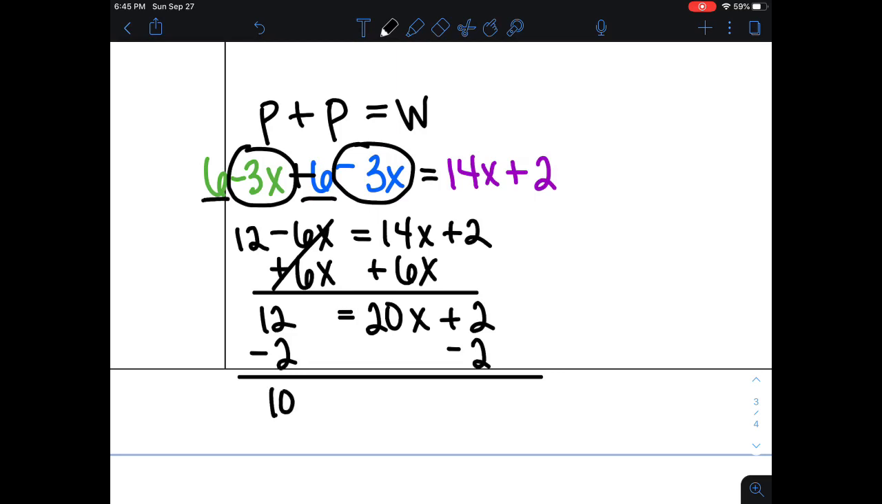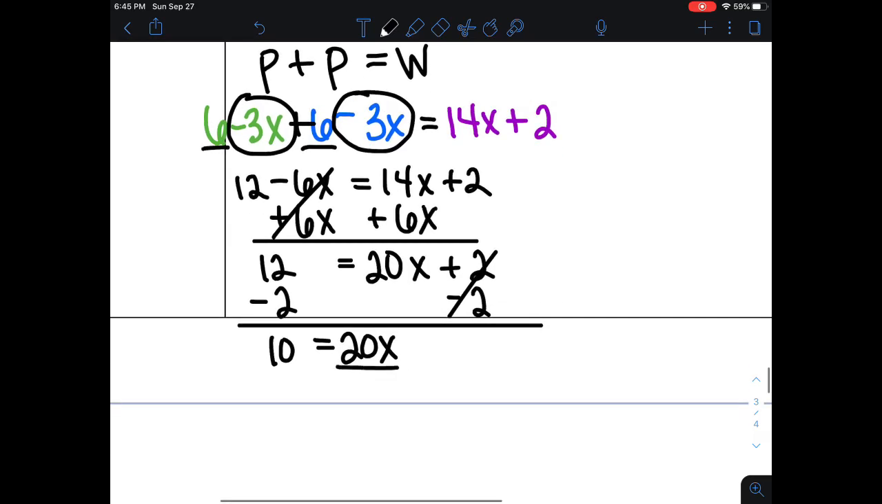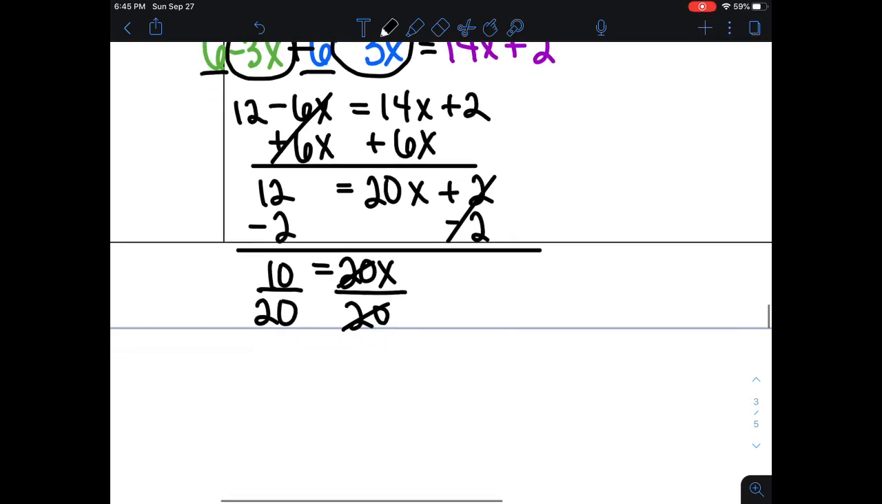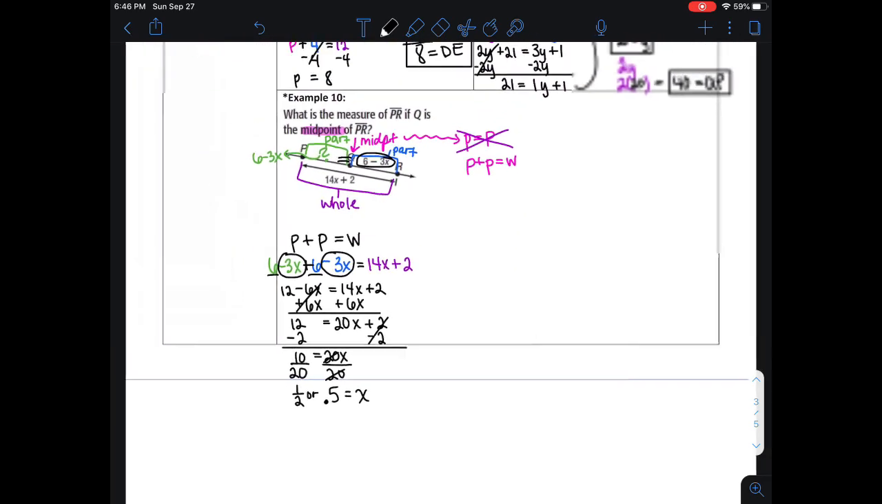Okay. 12 minus 2 is 10. The 20x comes down. 2 minus itself is just going to zero out. And last step, of course, we have to divide both sides by 20 to get x by itself. I know it's weird because we're dividing by a bigger number. That's okay. You can get 1/2, or if you prefer decimals, you can change it to a decimal. Either way, that's what x is.